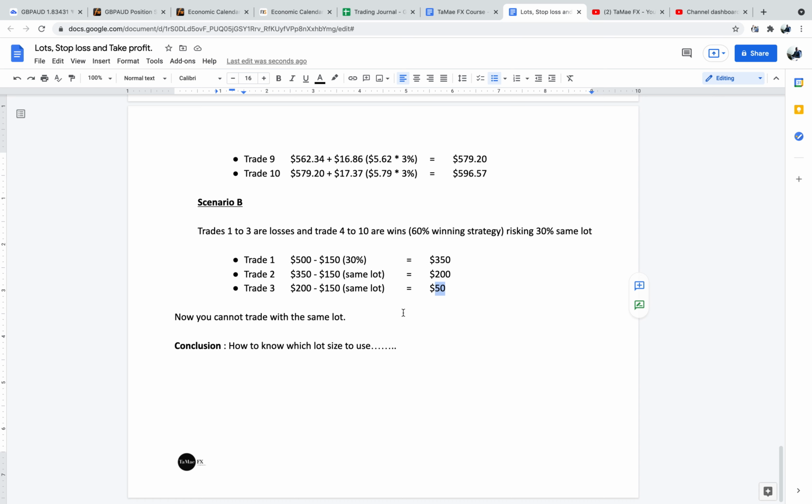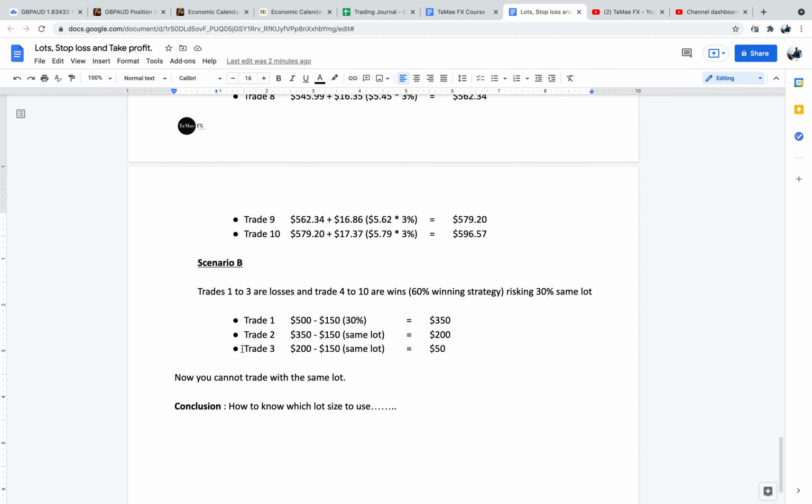And if you reduce the lot sizes, chances are you're going to keep reducing that balance until you can't place a trade with 0.01 lot. Okay, so I've explained what this is, basically risk management. You have to understand what risk management is. So in conclusion, how does someone know the correct lot size per trade?